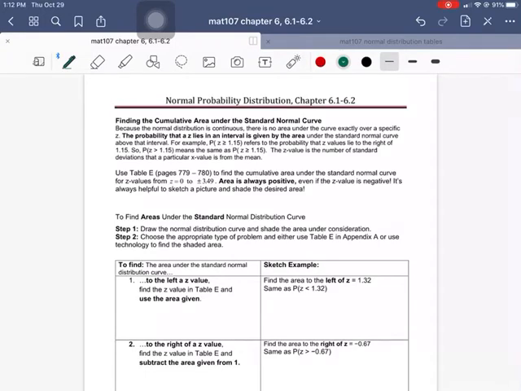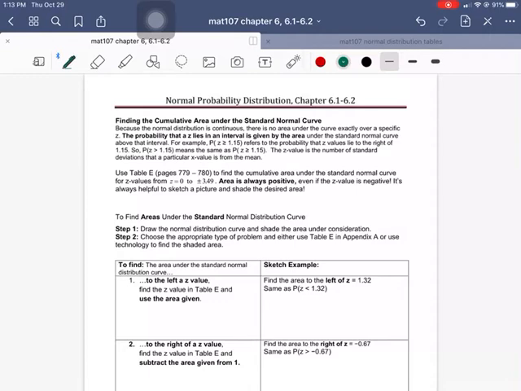Okay, Chapter 6, page 5, normal probability distribution, finding the cumulative area under the standard curve. Because the normal distribution is continuous, there's no area under the curve exactly specific to z. The probability that z lies in an interval is given by the area under the standard normal curve above the interval. For example, z greater than or equal to 1.15 refers to the probability that the z values lie to the right of 1.15, so we just use z greater than 1.15, okay?